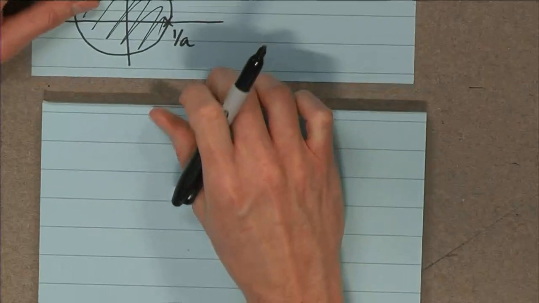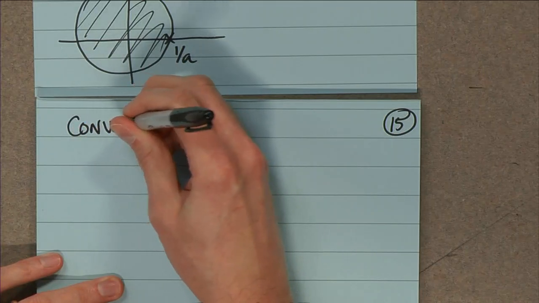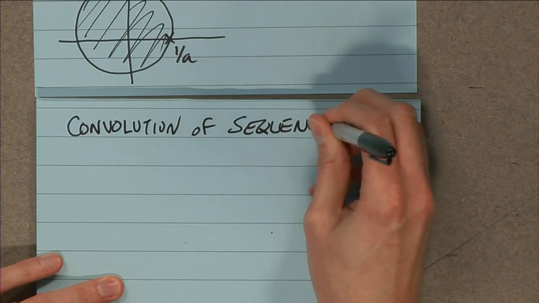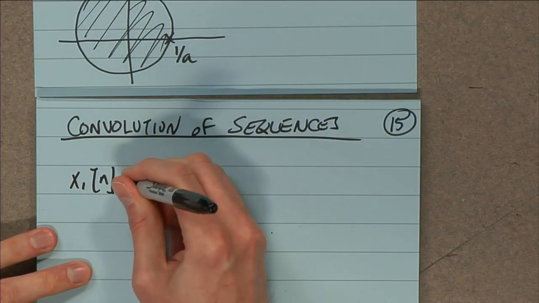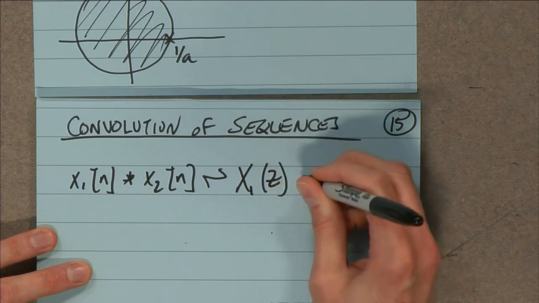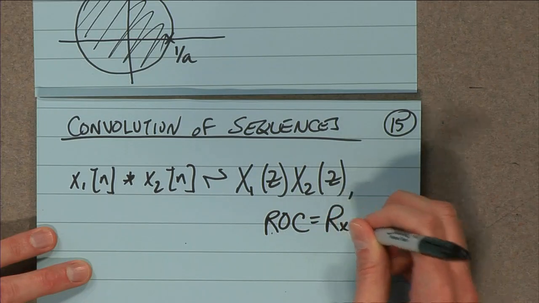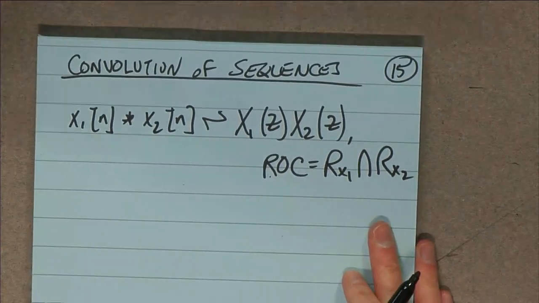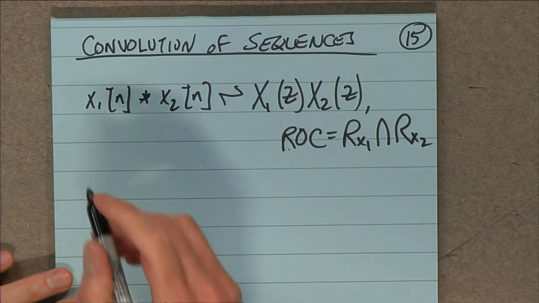All right, convolution. Let's talk about convolution, because this is how we get the output of linear time invariant systems. So, convolution of sequences. So if we have two sequences, we'll just call them x1 and x2 for now, and region of convergence Rx1 intersected with region of convergence Rx2. So everything's somewhat straightforward, but there is one caveat to this.